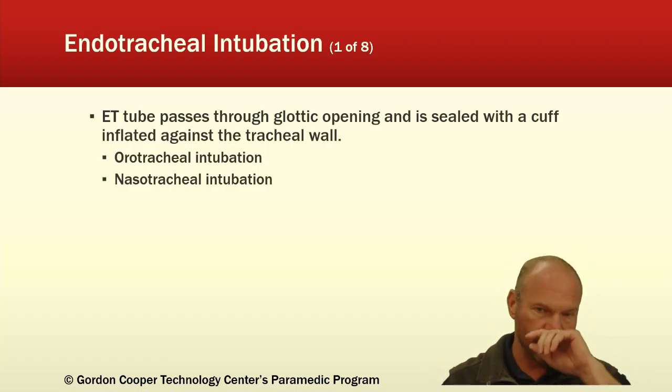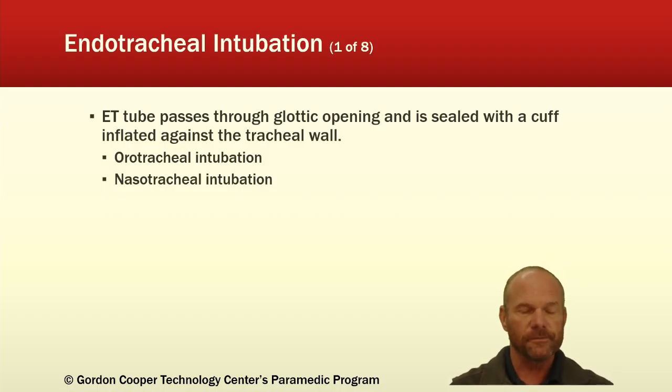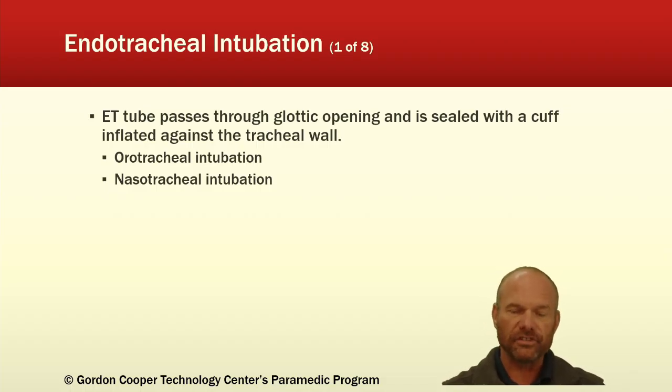So endotracheal intubation involves passing an ET tube through that glottic opening that we've already seen, that entrance to the trachea. The tube's sealed with an inflatable cuff against the tracheal wall to secure the airway and prevent aspiration. Within this, we have a couple of different types of intubation: orotracheal and nasotracheal. Orotracheal is inserted into the trachea through the mouth, the most common method for securing an airway in emergencies. And then nasotracheal, the tube is inserted into the trachea through the nose. The technique is often used for patients who are breathing spontaneously, but they do require advanced airway support.